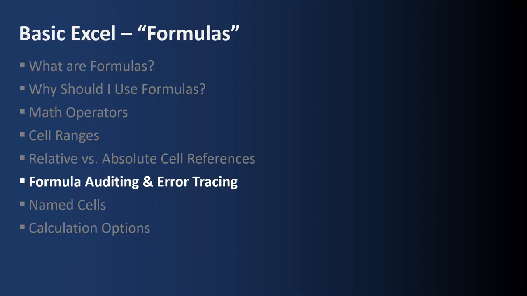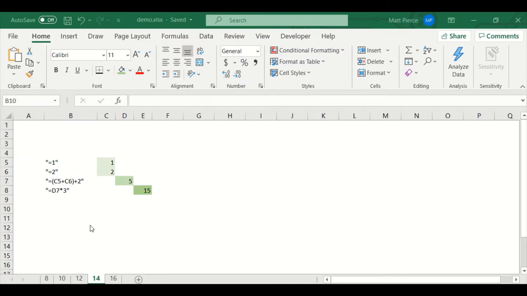Next up, formula auditing and error tracing. Formula auditing can be very helpful in troubleshooting an issue. Use it to graphically confirm all cell references and find where the precedence and dependence are located before and after, basically, users of the cell.